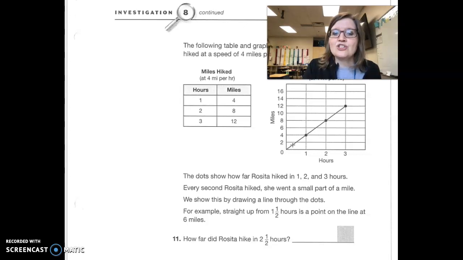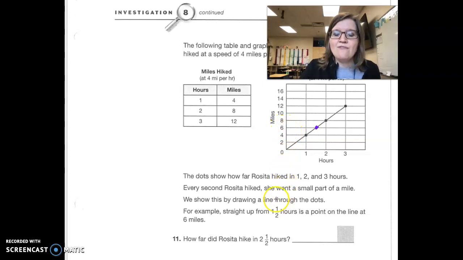If she went for 1.5 hours, is there a point on the line at 6 miles? So let's look. Oh wait, an hour and a half, excuse me. So we go 1.5 hours, and you can see right here this little point. So she knows that in 1.5 hours, she's hiked 6 miles.